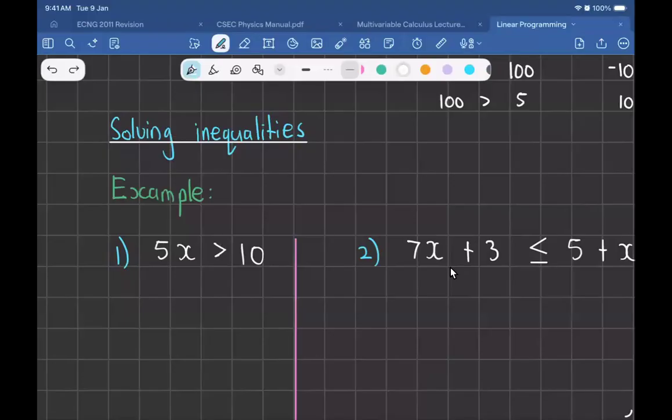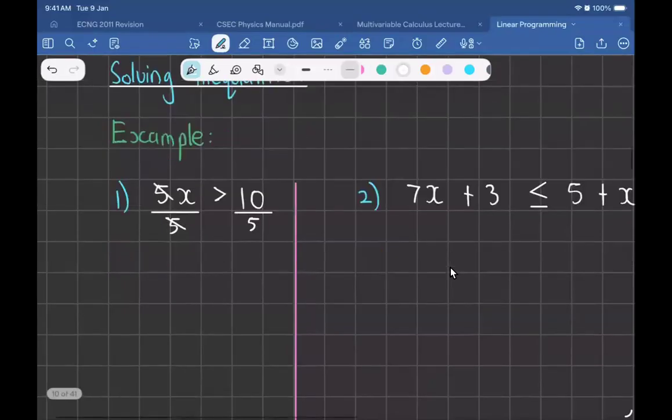It's just like an equation. Divide both sides by 5. Yeah. It's the same thing, it's just that if you're multiplying or dividing by a negative, the sign flips. That is all. And the same rules apply as with regular equations, right? So x would be what? x would be more than 2. Yep. All right.